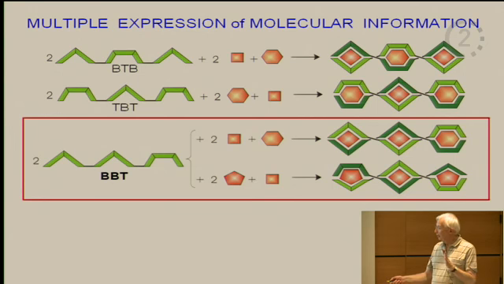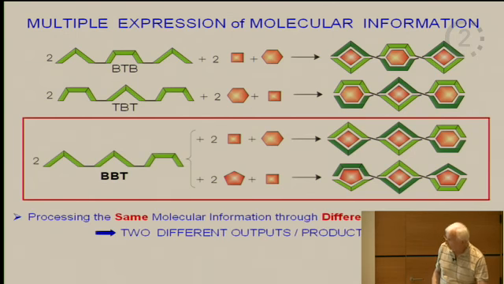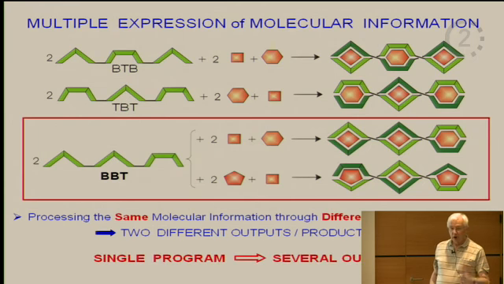So the molecular information in here is not enough to determine what you get out. What determines it is also how you read that information. So you have the case of the same molecular information. If you process it through different interaction algorithms, you have 2 different outputs. One program, in this case 2, but in principle, there might be several.